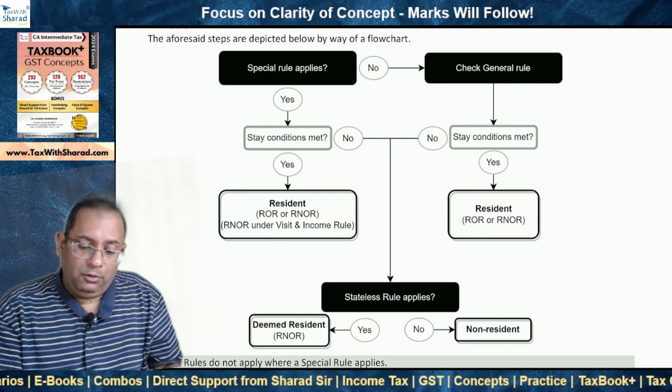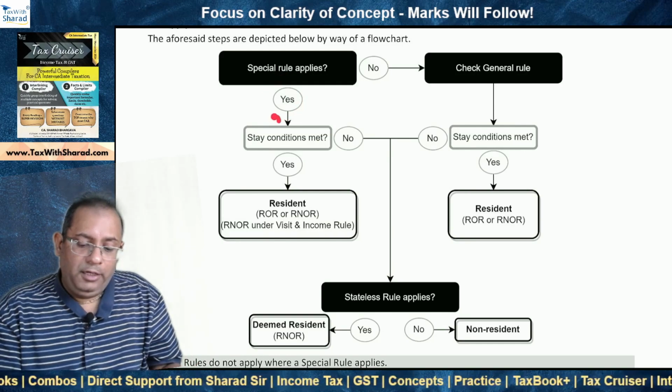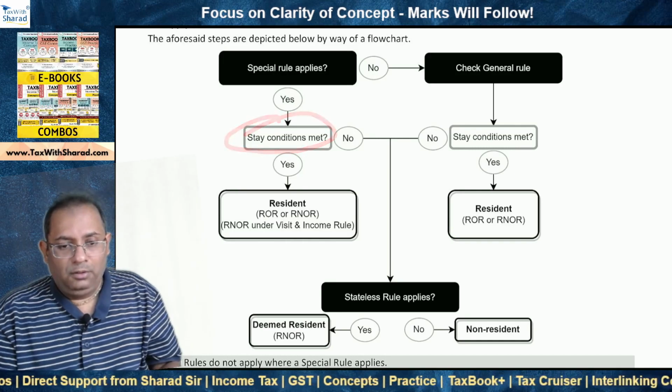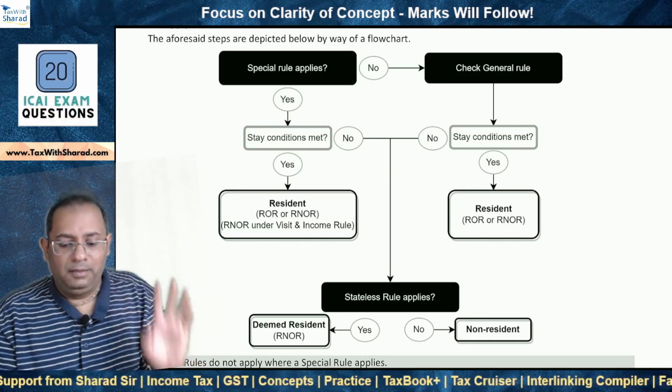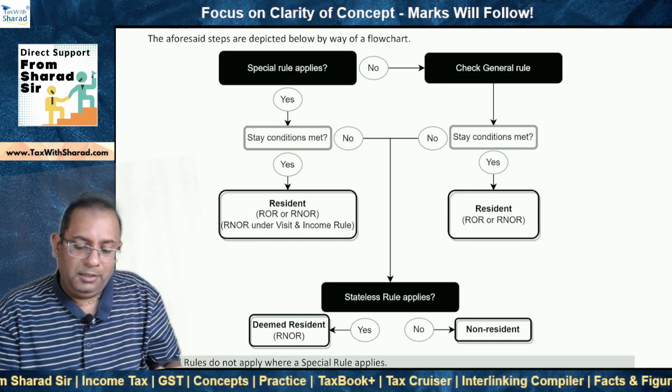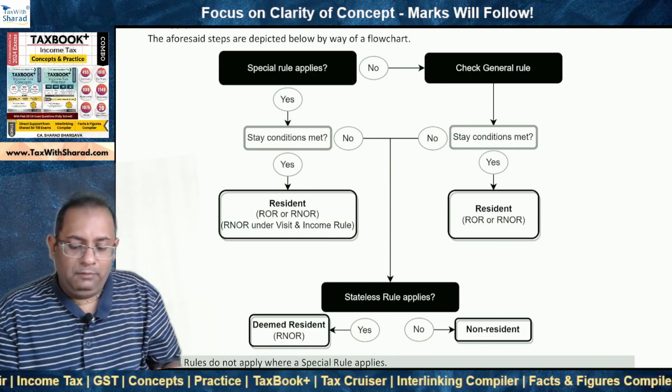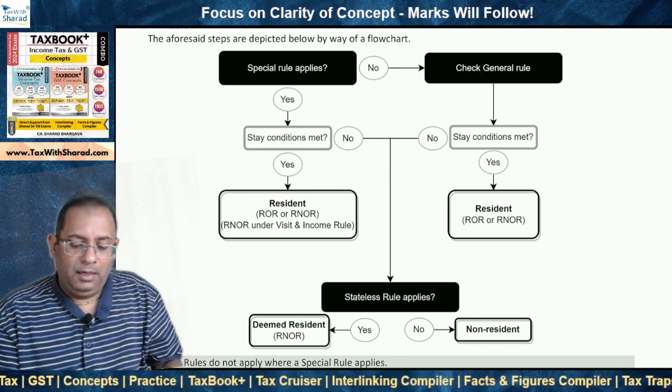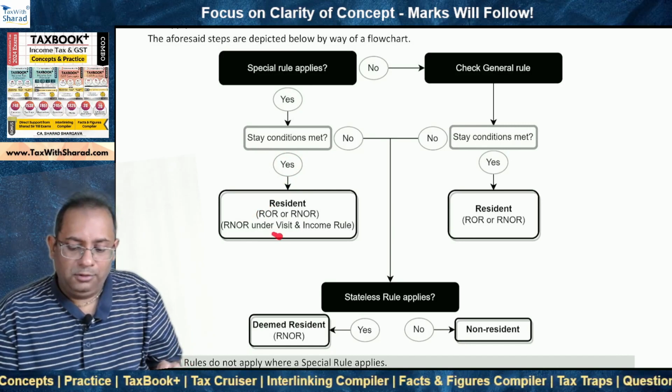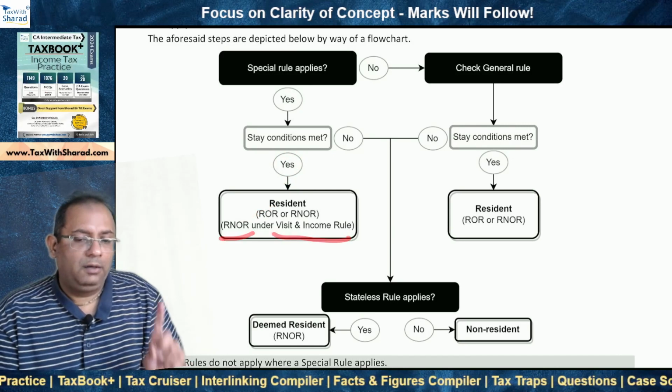If any of the special rules applies, then you need to check whether the stay conditions are met or not, the basic stay conditions and the secondary stay conditions. If the stay conditions are met, then the individual will become a resident, and further a ROR or RNOR. In the case of the visit and income rule, only RNOR, not ROR.